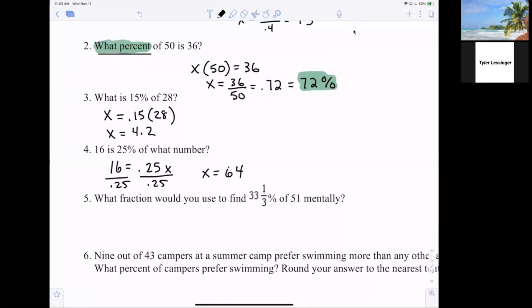I just wrote number two as an equation. X times 50 equals 36. That's what that means. And then you divide both sides by 50. You're doing 50 divided by 36 probably on your calculator instead of 36 divided by 50. Correct?